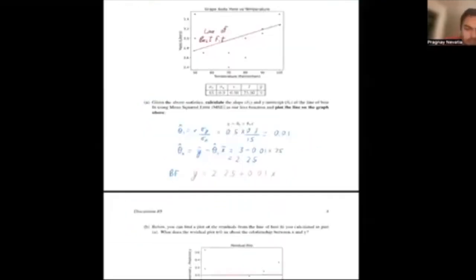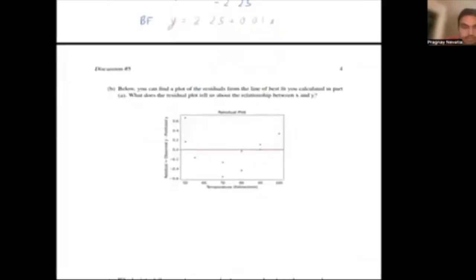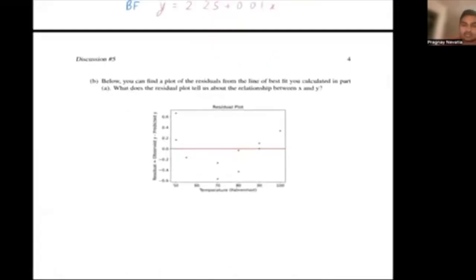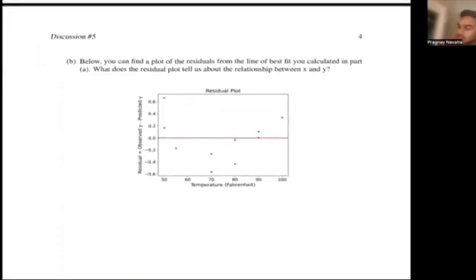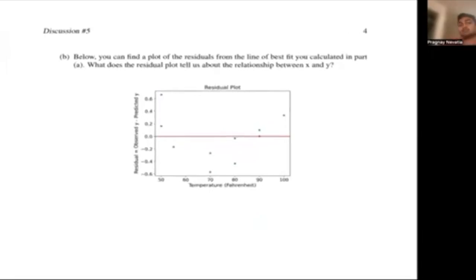Let's go to part B. In part B, you have this plot of residuals. Residuals is where you do observed y minus predicted y, and your predicted y is again coming from the line of best fit. Here you have the residuals against the temperature, which is the parameter that you're varying, and you were asked what this plot reveals about the relationship between x and y.